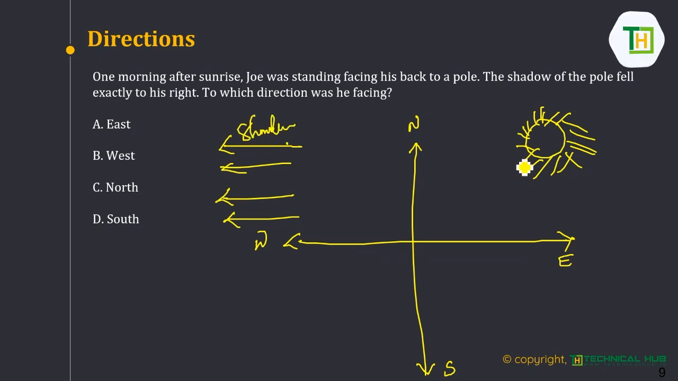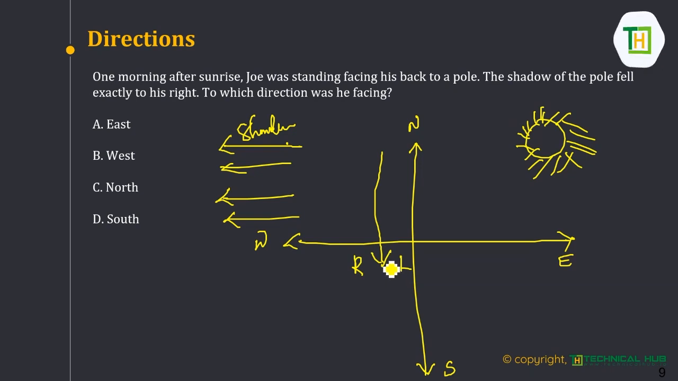Next one. The shadow of the pole fell exactly to his right. Exactly to his right means, suppose the person is moving towards south, then south is in front of that person, this is the person's right-hand side, and this is the left-hand side.